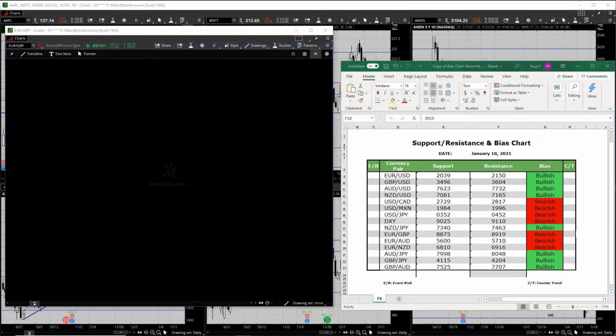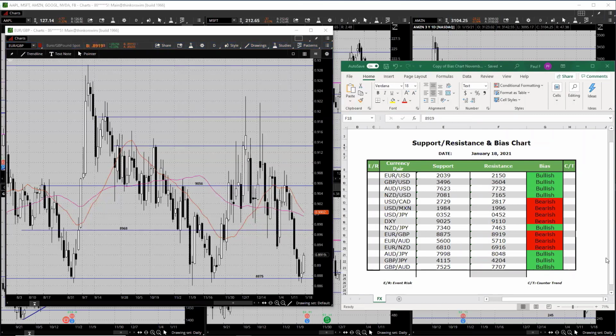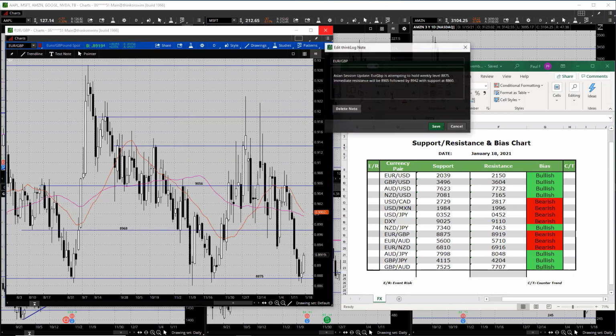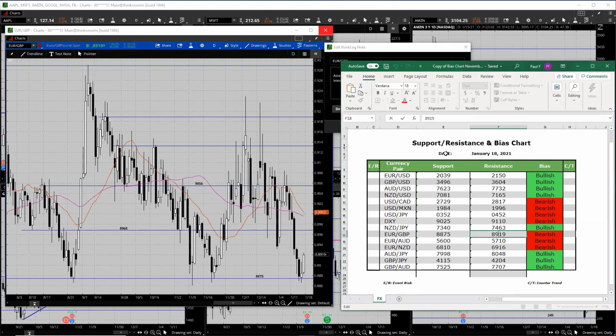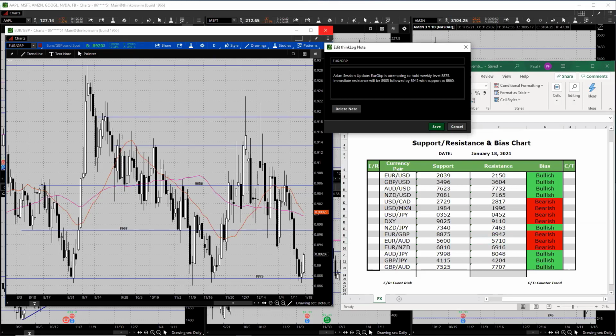On to the euro pound. The euro pound is attempting to hold weekly level 88.75. Immediate resistance will be 89.05, which is above right now, followed by 89.42. We'll go with the 89.42. We supported 88.60 if we broke below that. Right now, we're kind of pulling away.